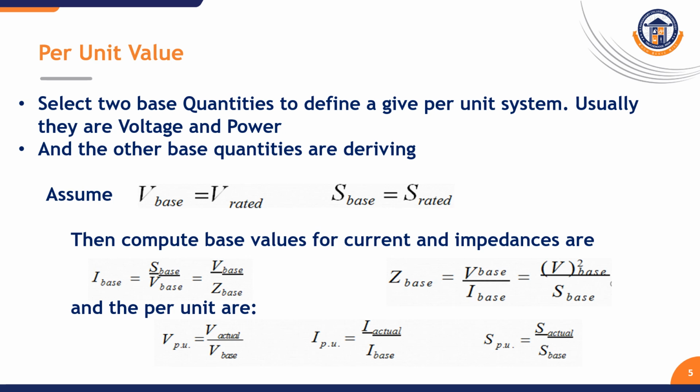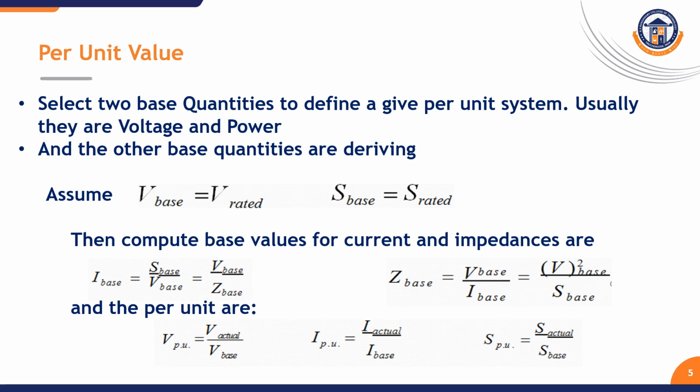Normally the rated voltage and power rating are available in all electrical equipment, right? Specifications are mentioned on the electrical devices. From that we can notice the rated values of voltage and current, which are taken as the base values, right? From these values we derive the current base, Z base, reactance base and so on.